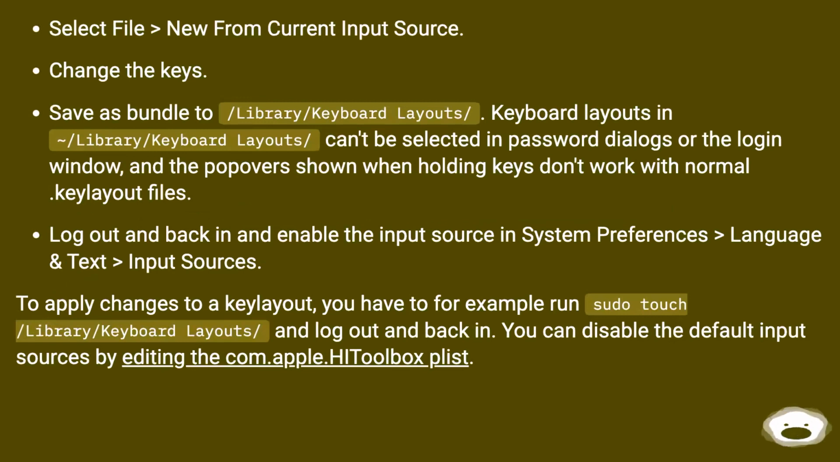Keyboard layouts in ~/Library/Keyboard Layouts can't be selected in password dialogues or the login window, and the popovers shown when holding keys don't work with normal .keylayout files. Log out and back in and enable the input source in System Preferences, Language and Text, Input Sources. To apply changes to a key layout, you have to, for example, run sudo touch /Library/Keyboard Layouts and log out and back in. You can disable the default input sources by editing the com.apple.HIToolbox list.